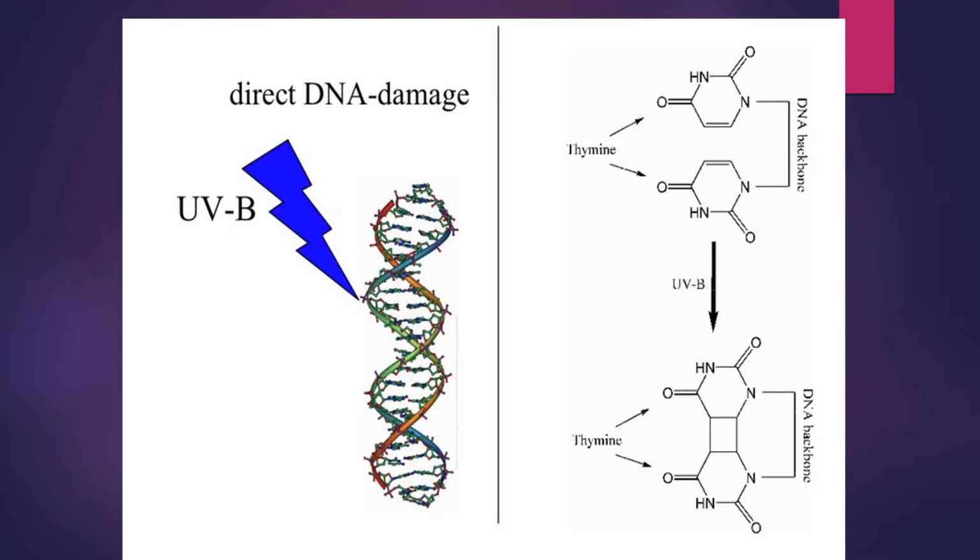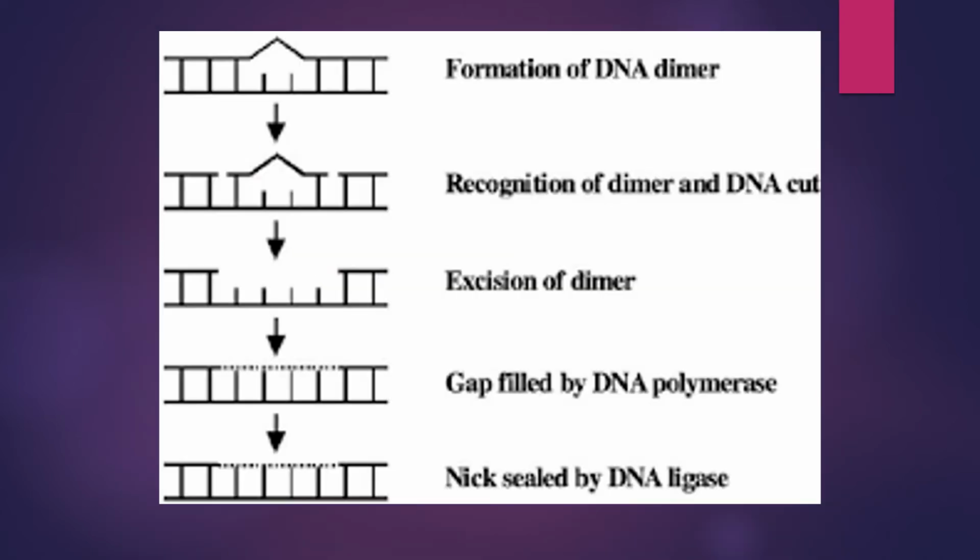Now comes the DNA damage by UV radiation. The bases present in adjacent nucleotides, after exposure to UV light, form a dimer, and this dimer is not favorable for the further replication of that parental DNA strand. Formation of a DNA dimer like this.